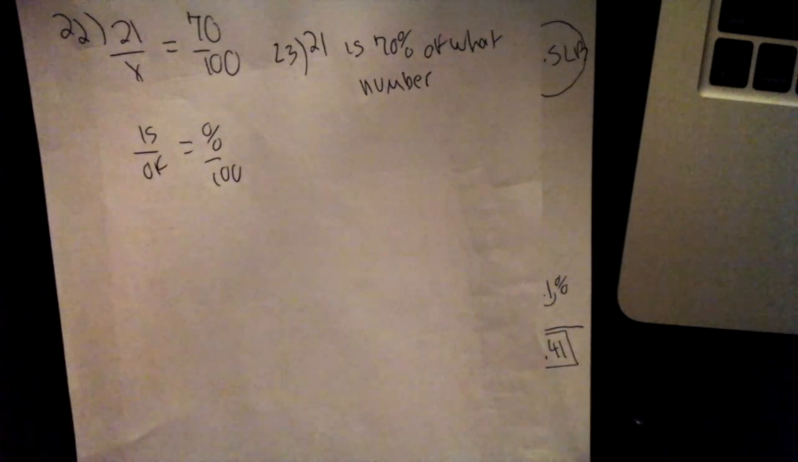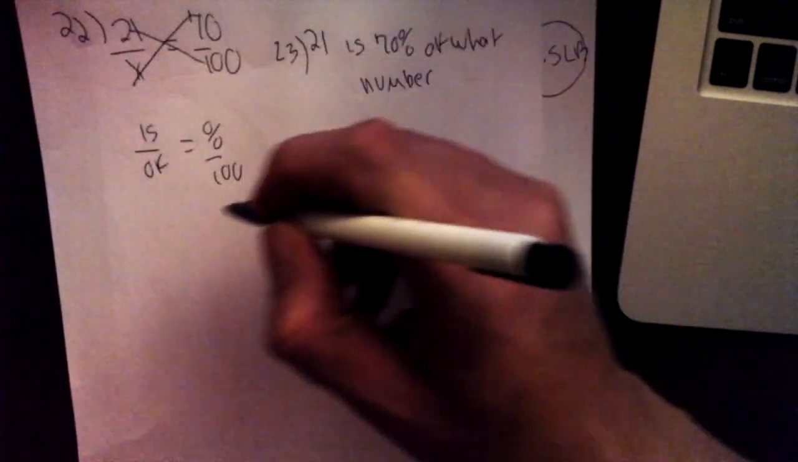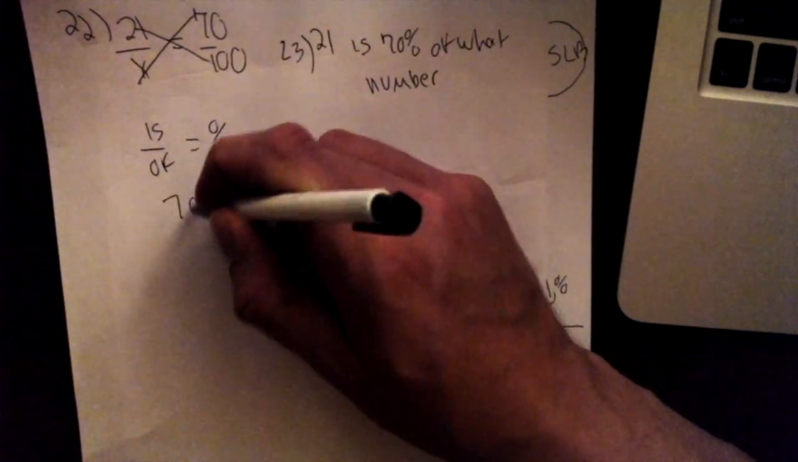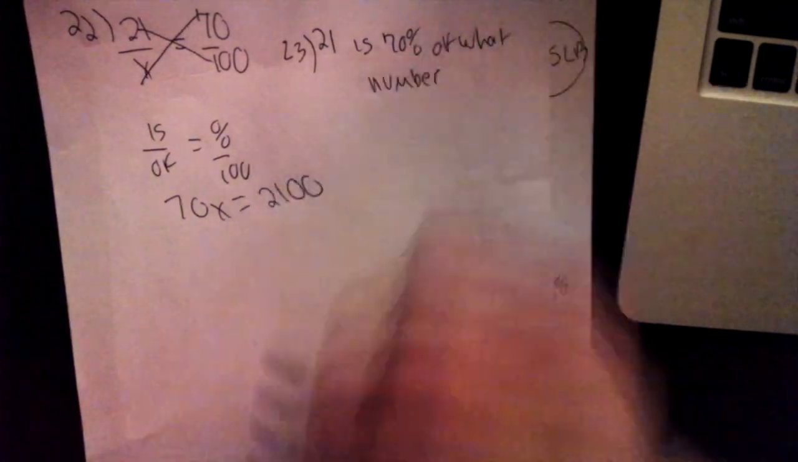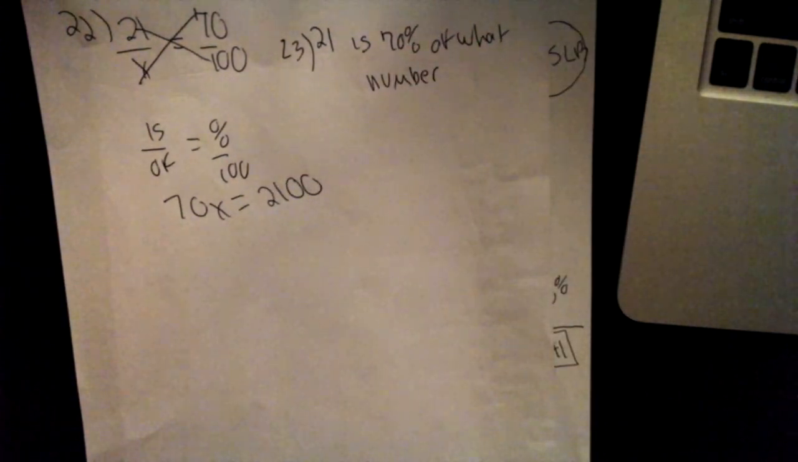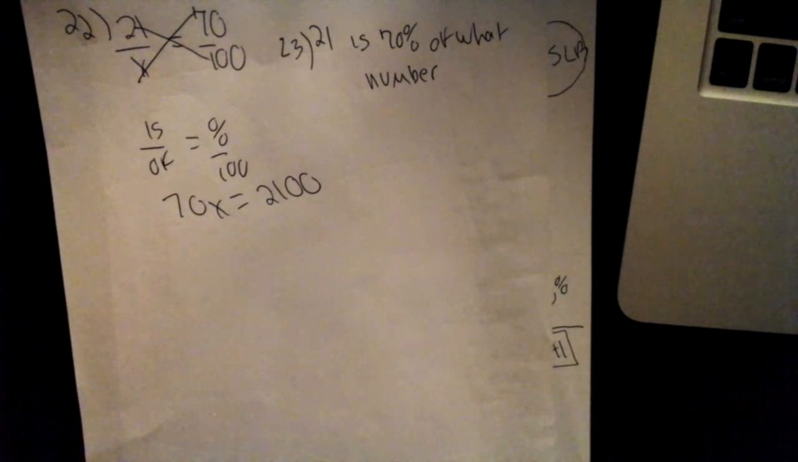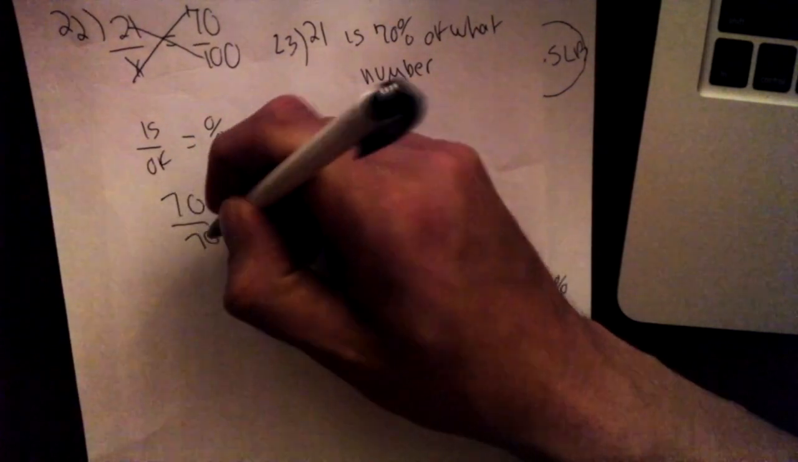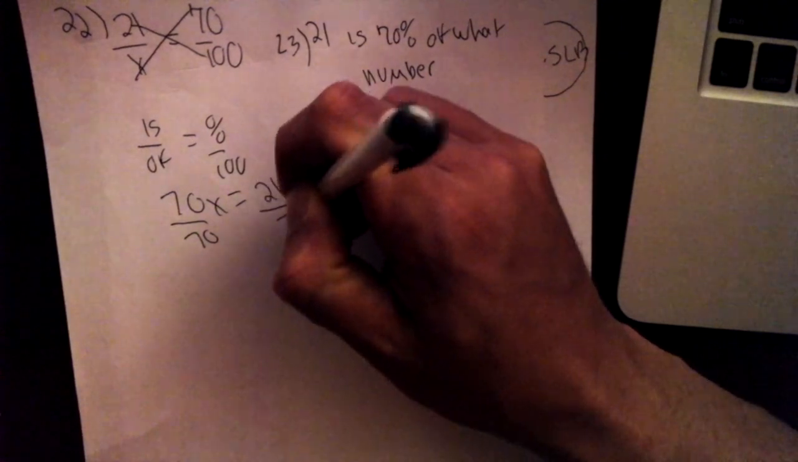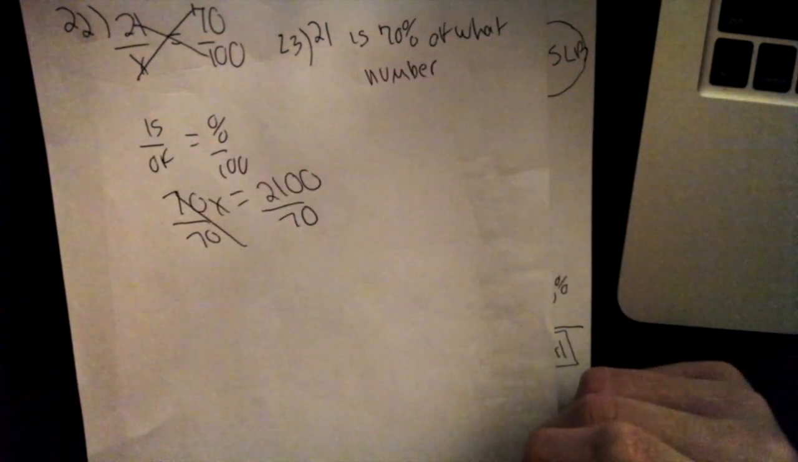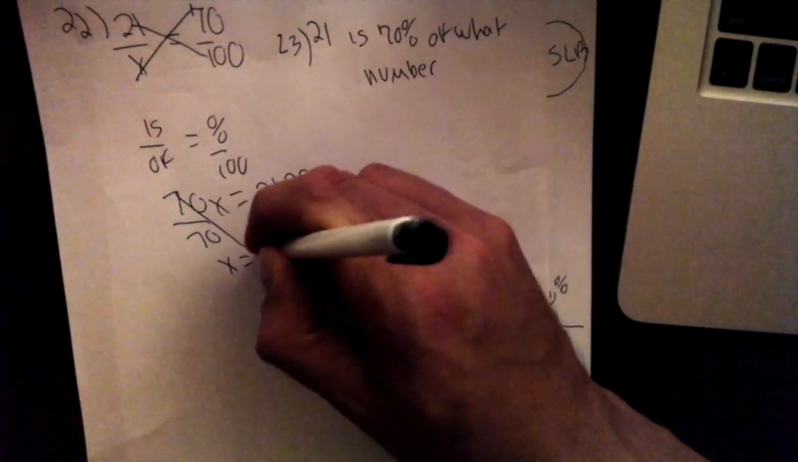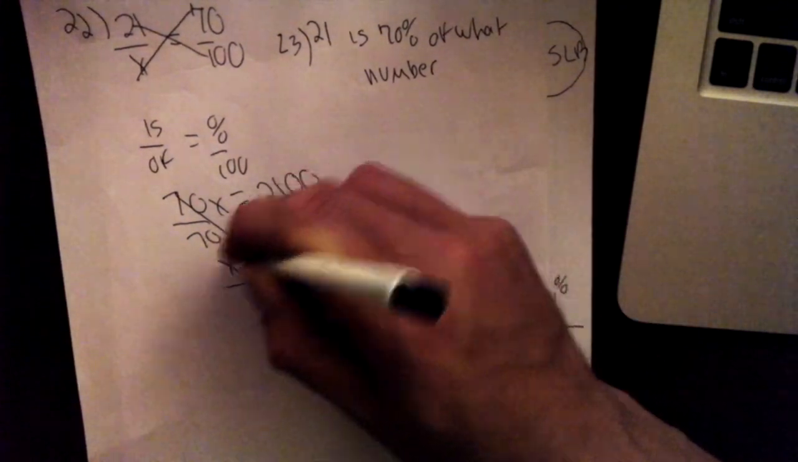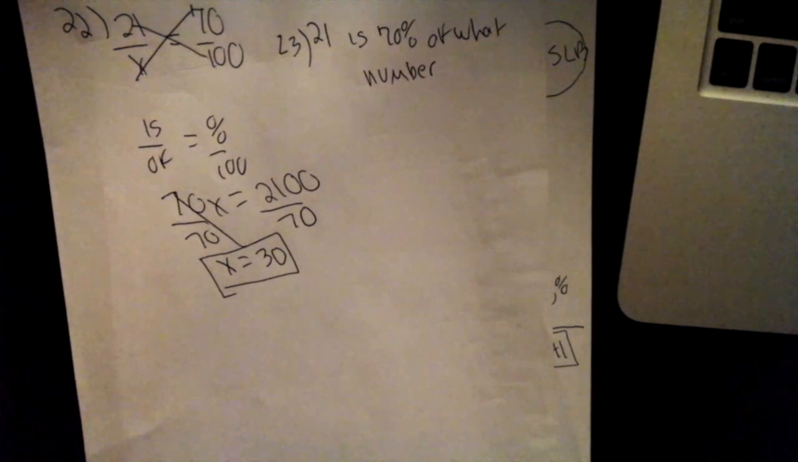Now we'll go ahead and figure out what the value for the of is by cross multiplying. And we'll get 70x is equal to 2100. Now we'll divide both sides by 70. And we'll get 2100 divided by 70, which is just x equals 30. So x is equal to 30.